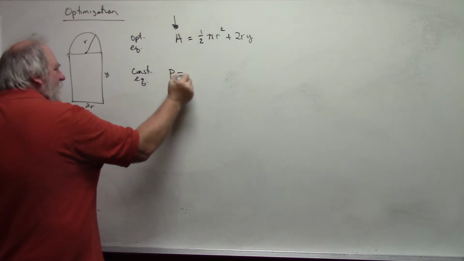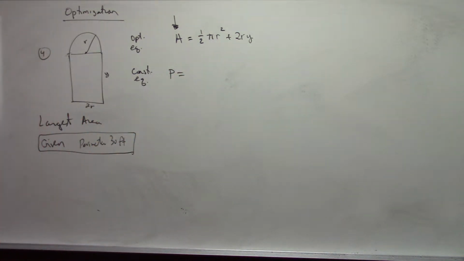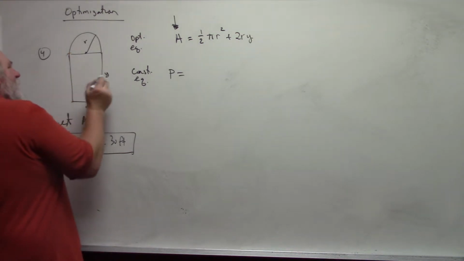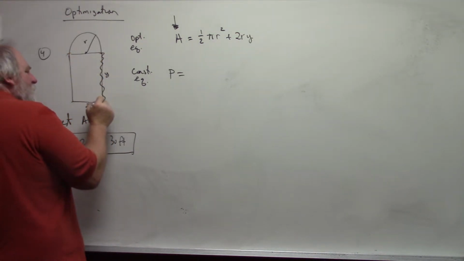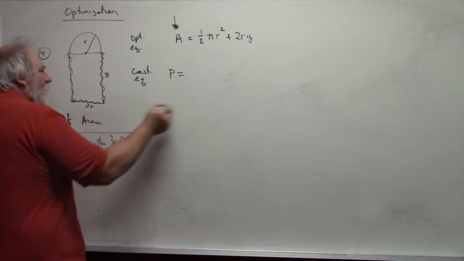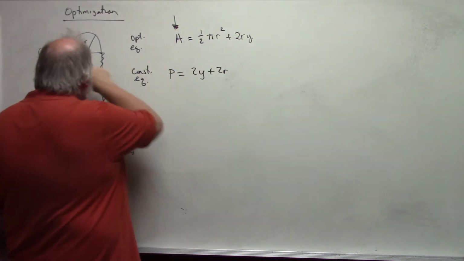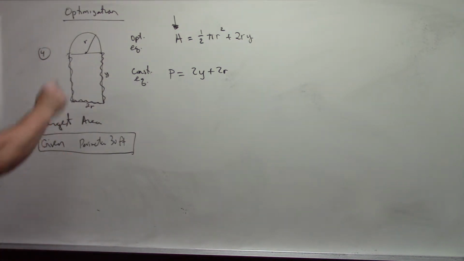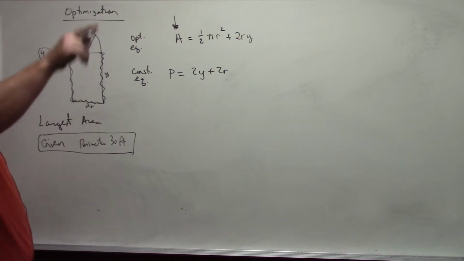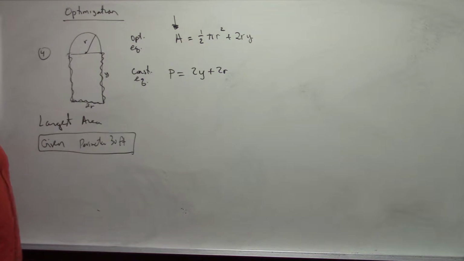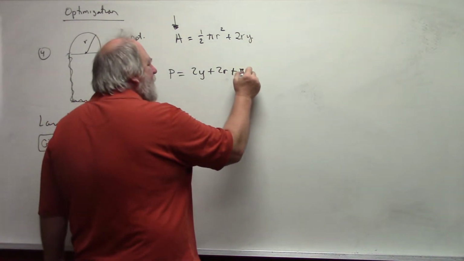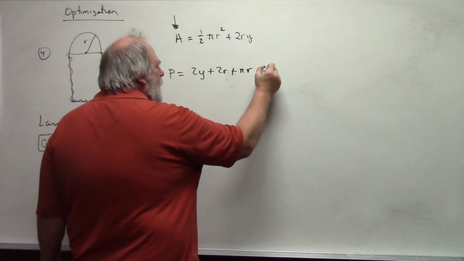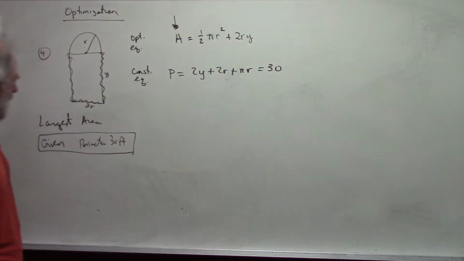The constraint equation involves the perimeter. The total perimeter is the perimeter going around the rectangle, which is 2y plus 2r. We don't need this piece in the middle, that's not perimeter, plus the amount of the outside of the semicircle. The circumference, which is the perimeter of a circle, is 2 pi r. Since I have half of that, it would just be plus pi r. And we are told that that is going to be 30. We want the largest possible area, so I'm going to use the largest possible value for the perimeter.